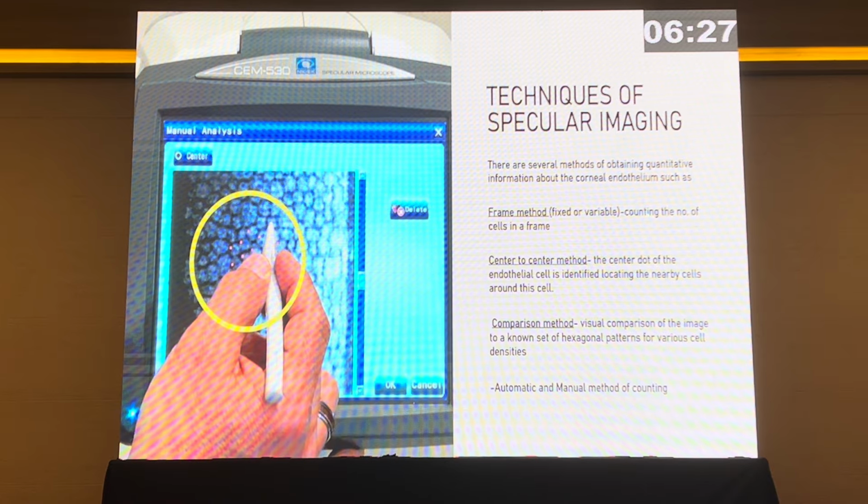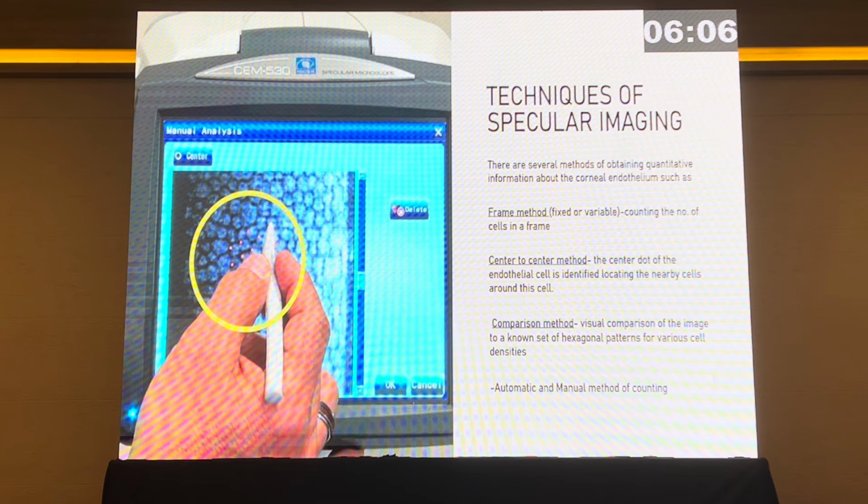There is a frame method where the counting of the number of cells is in a frame. There is an error in that because some of the border cells will be missed out. So we have a variable frame method. Then there is a center-to-center method and a comparison method. And most of the time we take an automatic assessment, but sometimes if clinically the interface is not very clear, we can go for manual counting like this to get a better picture.